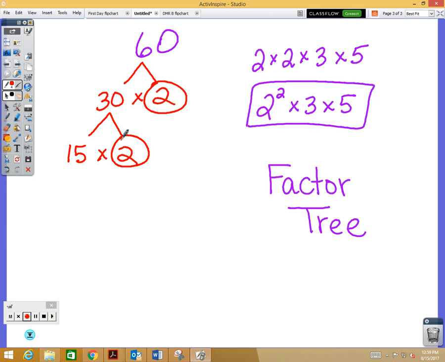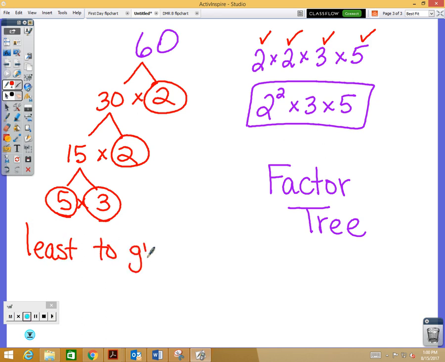Is 15 prime? So 1 times 15 or 5 times 3. Is 5 prime? Is 3 prime? So what I end up with are all circles. It's the end of each branch. And I know that I'm finished. And then it makes it easy for me to see those 4 prime numbers. I see the 2, the 2, the 3, and the 5. You always want them in order from least to greatest. Okay? So again, you want to list them in order from least to greatest.